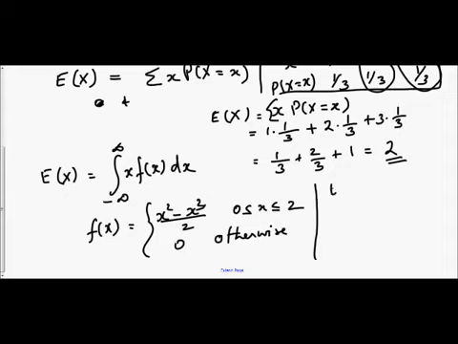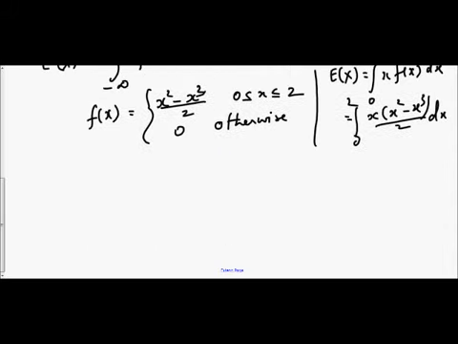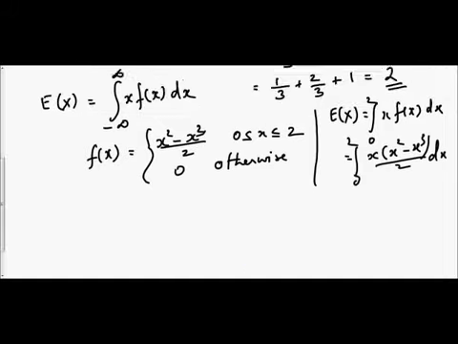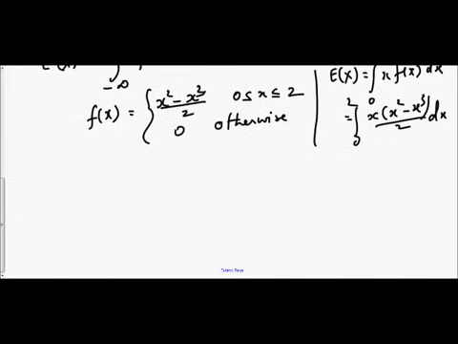So here the expected value of x would be the integral from 0 to 2 of x f of x dx, which is the integral from 0 to 2 of x times x squared minus x cube over 2 dx, and this can be easily evaluated. It's a definite integration. If it is a complicated problem, you can even use GDC for this. So this is the expected value of the random variable for both discrete and continuous cases. There are some properties for the expected value.